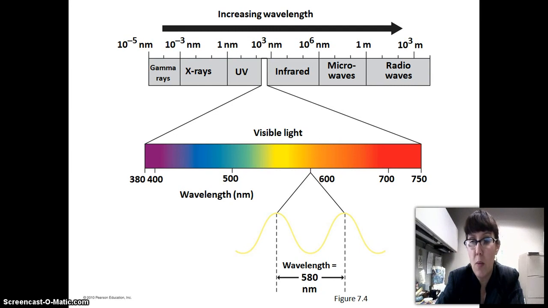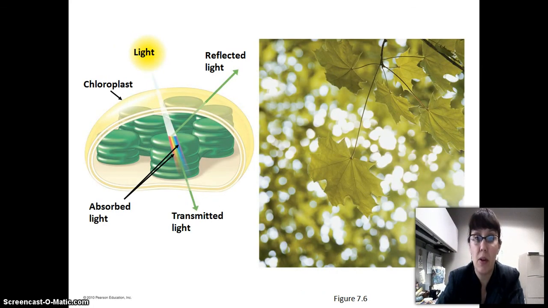Now, one thing with light is that whatever color you're looking at is the wavelength of light that is reflecting back into your eyes, and all of the other colors are being absorbed by whatever you're looking at. So when you look at a plant and you see a green leaf, you're seeing green because green is the one wavelength of light that is not being used. It's not being absorbed by the plant.